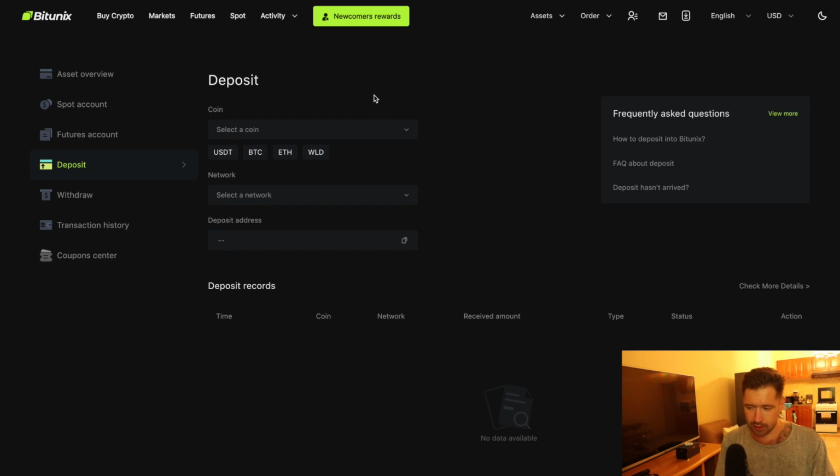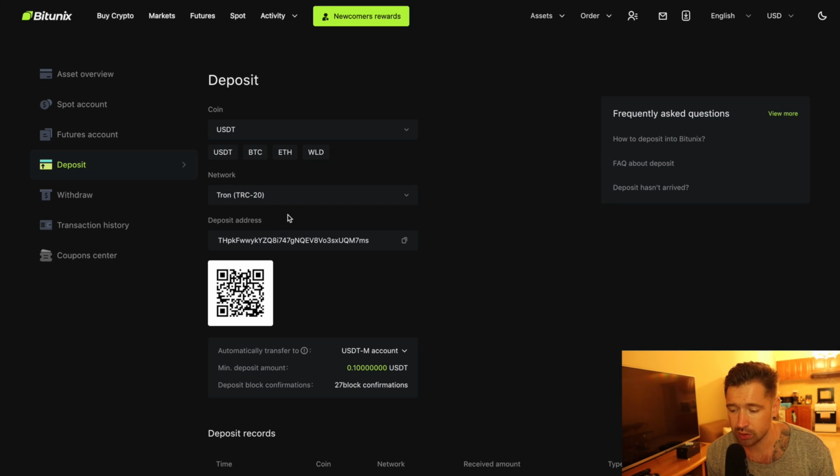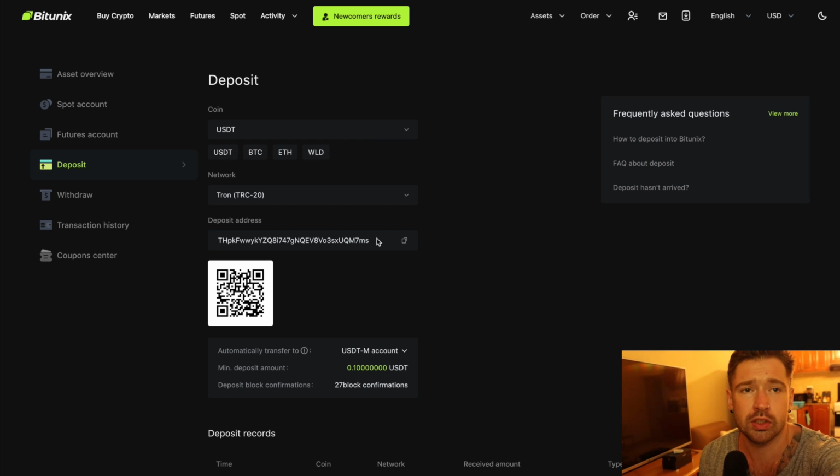Now, my underlying asset is USDT, so I would click USDT. Most traders will, unless they're trading with Bitcoin as their underlying asset. You'll select your network. I like to use TRC20. The fees are very low. And then you'll enter your address, and you can send your USDT from your crypto wallet or from a crypto exchange.